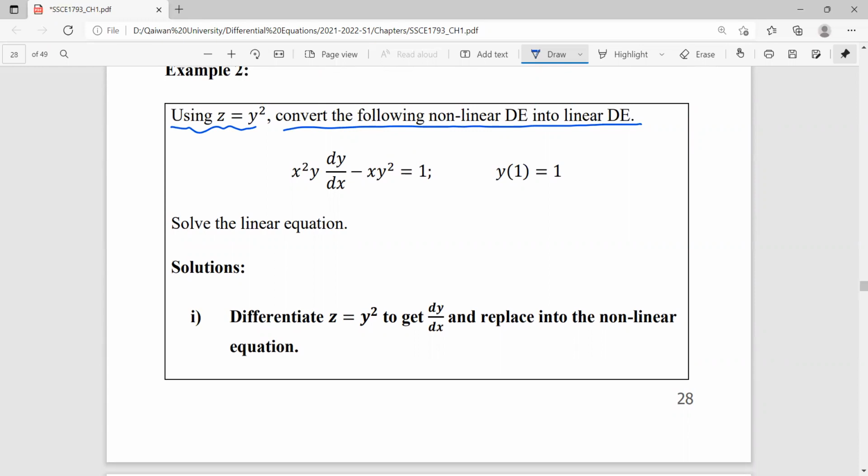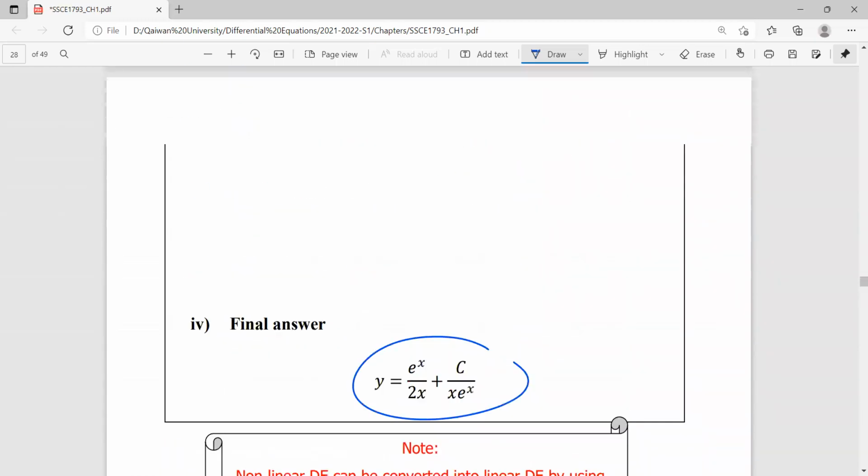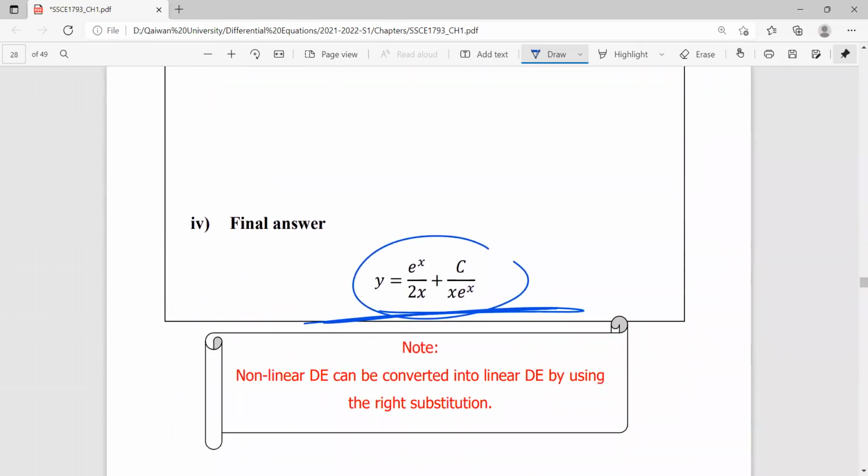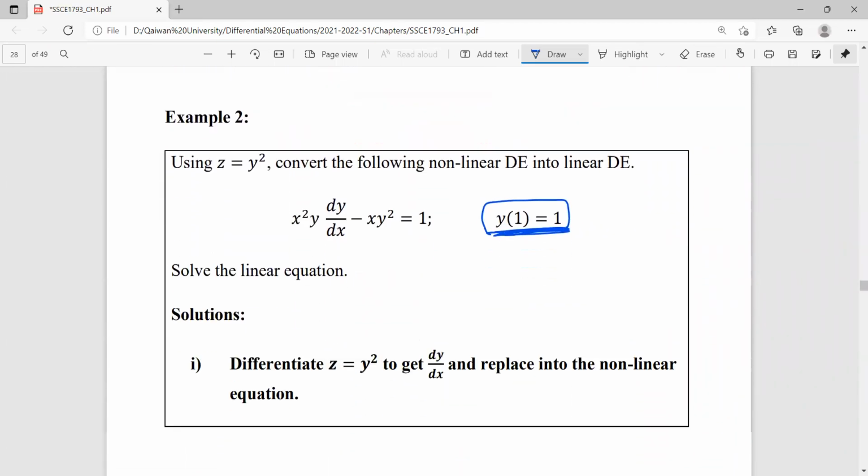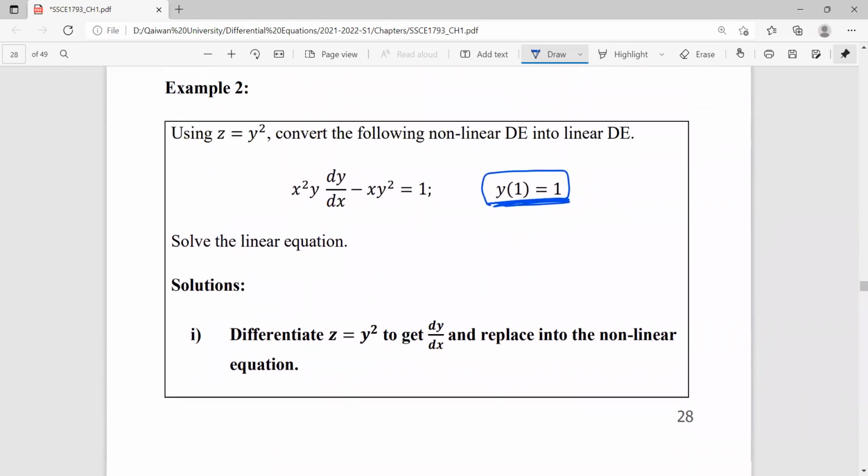Now this differential equation is not linear. It says by using this substitution, it becomes linear. It's the same as the one which we talked about, which was not homogeneous, and you replaced. We did the substitution and it became homogeneous. And here you have a given condition. Where do we use this condition? We use this at the end, for finding the value of c. But for this example, let's do it.